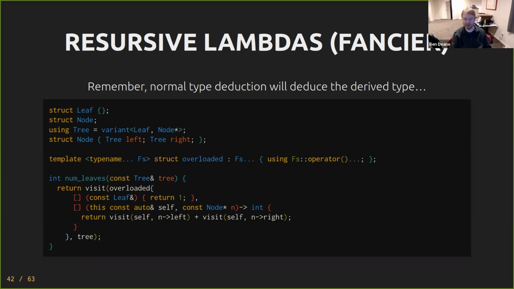And so, yeah, when we visit tree with this overload set object, it's going to call one of these functions on that overload set object. And so that second lambda expression will deduce the type of self as the overload set object. And you get this very nice formulation of mutual recursion. So that's awesome.